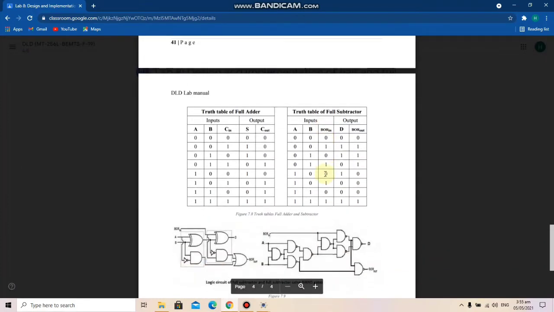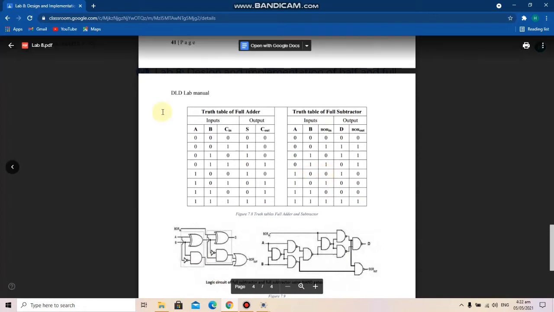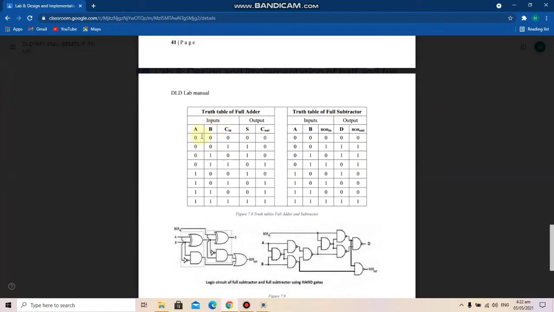Now let's move towards the full adders. Looking at the truth table of a full adder, you can see there are three inputs this time: A and B as we had previously, and now a new input which is C in. This is basically the C out of any previous adder which is connected to this, because we can connect adders in series to perform addition of multiple bits.